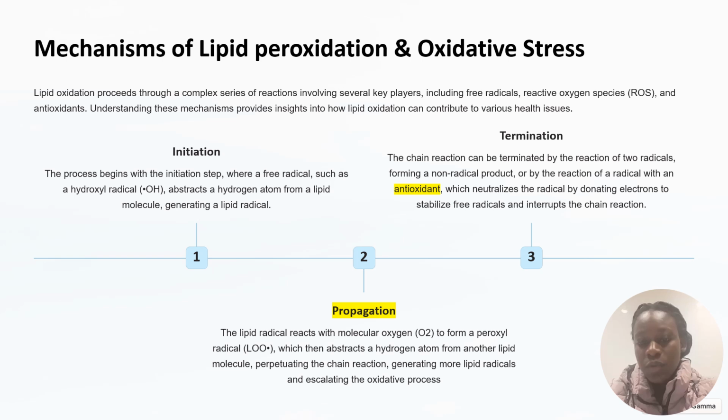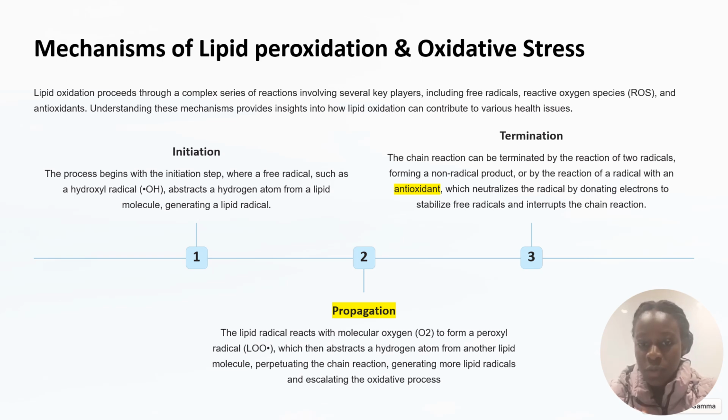Now, this propagation period is the stage that induces oxidative stress. Oxidative stress mostly occurs because of this propagation stage. The third stage is termination. The chain reaction can be terminated by the reaction of two radicals forming a non-radical product, or by the reaction of a radical with an antioxidant, which neutralizes the radical by donating electrons to stabilize free radicals and interrupts the chain reaction.